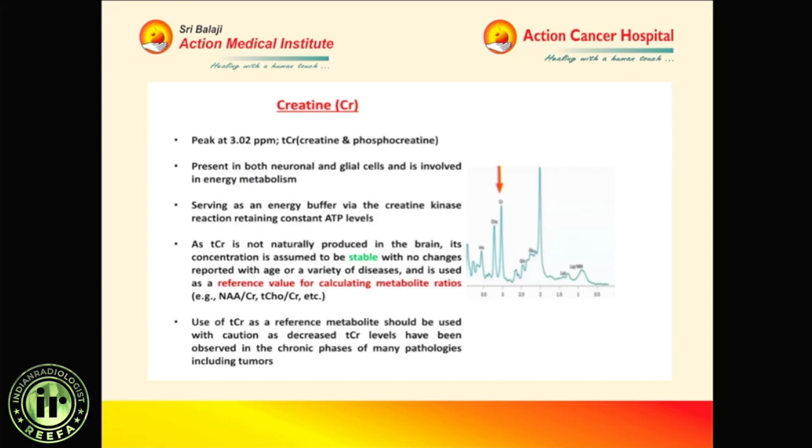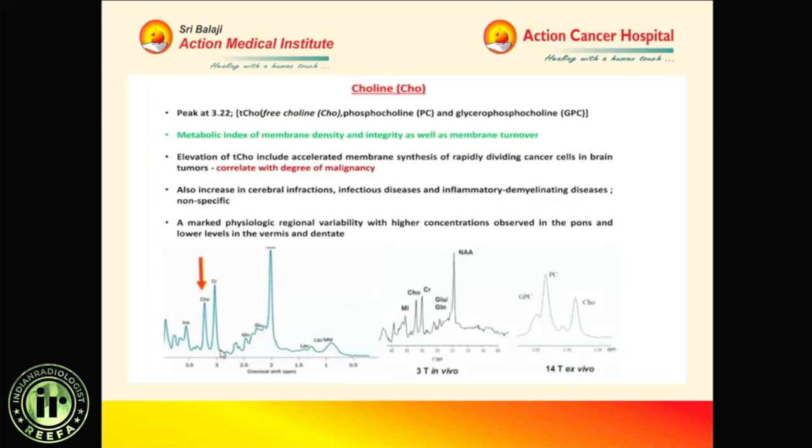Creatine. Creatine refers to total creatine, which is there at 3.0 ppm. Creatine and phosphocreatine. It is always constant. Its level is always stable, and we can use it as a standard comparison to compare the other peaks. Now, we have to use this with caution because decreased total creatine levels have been observed in chronic phases of many pathologies, including in tumors.